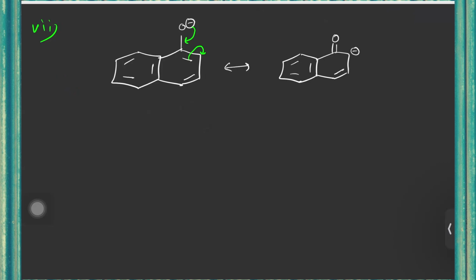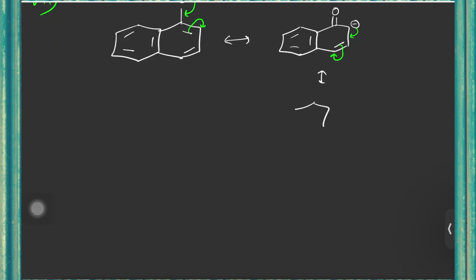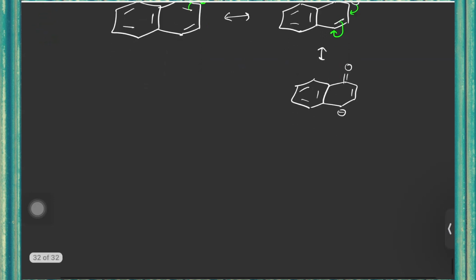Now this negative charge will go here on the next sigma bond, and just the next pi bond will go onto the next carbon atom. So how will it look? Again benzene, then double bond here, negative charge here, double bond. Sometimes students are confused about where we have to shift the negative charge. The pi bond you are breaking, you just shift onto the next atom.